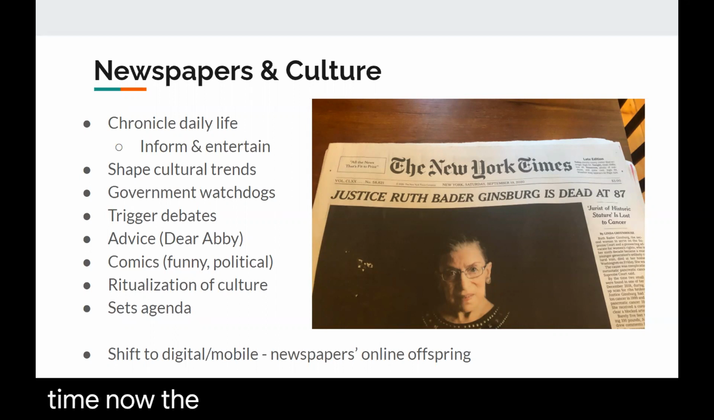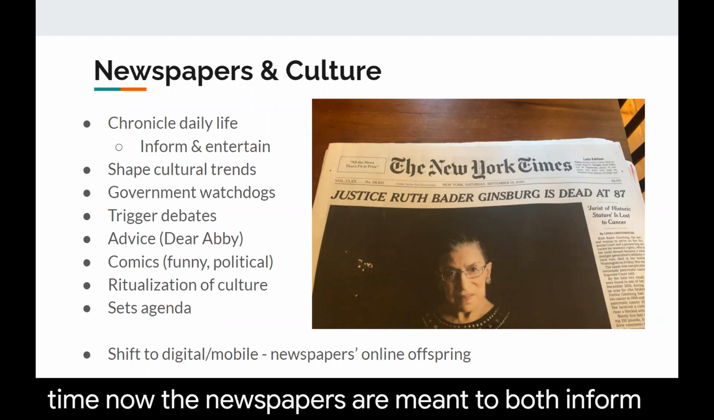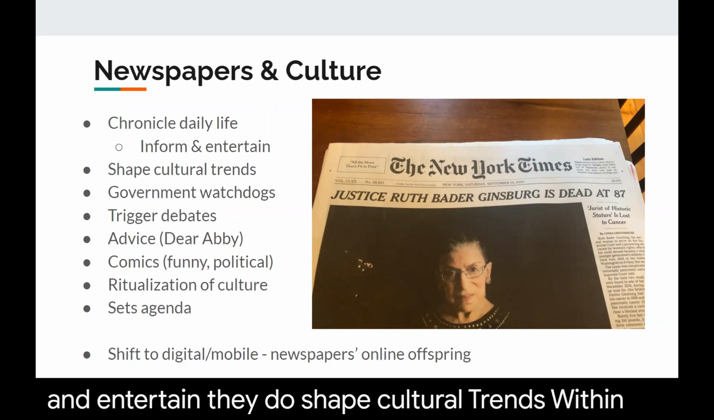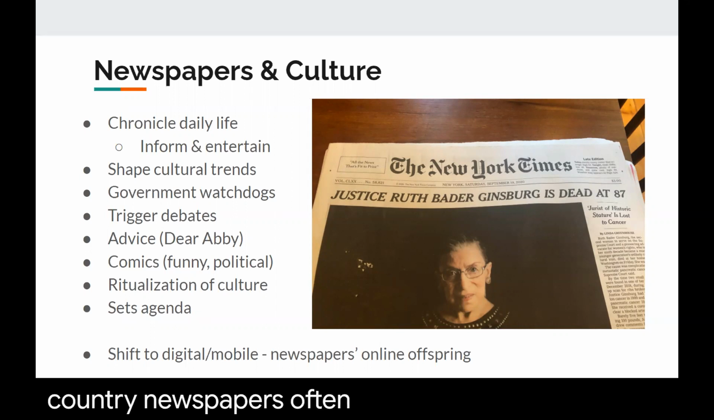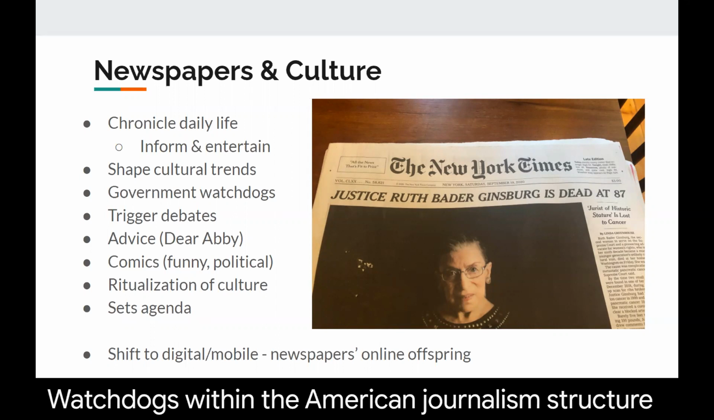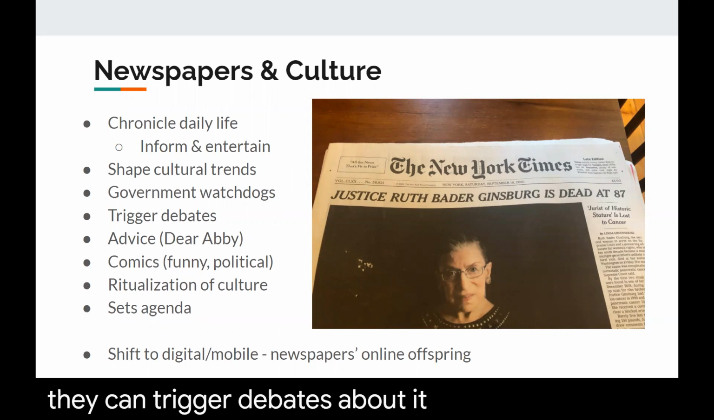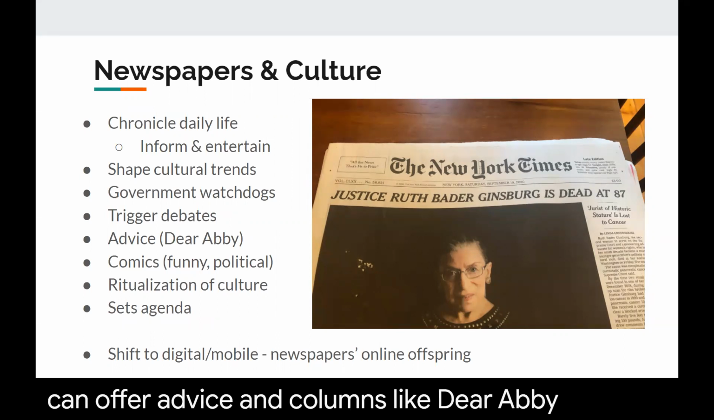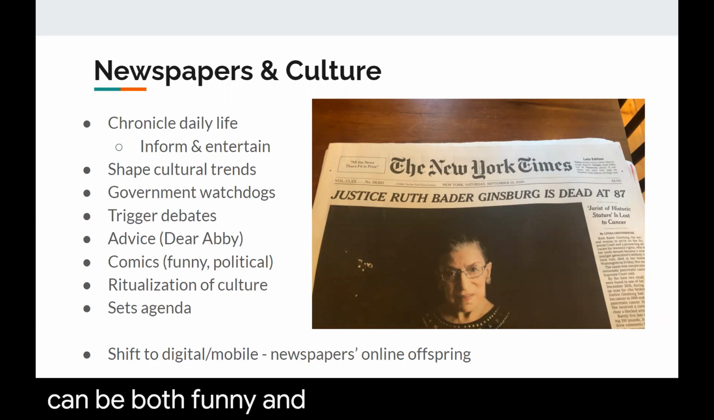Now, newspapers are meant to both inform and entertain. They do shape cultural trends within our country. Newspapers often can act as government watchdogs within the American journalism structure. They can trigger debates about important topics. They can offer advice in columns like Dear Abby, or even make us laugh with comics, which can be both funny and political, of course. And they really set the agenda for what we consider important in our lives.